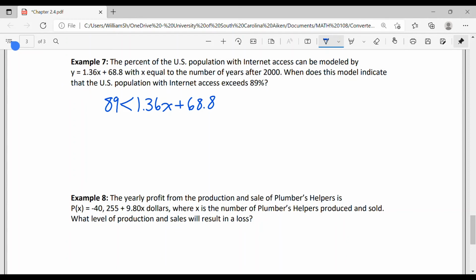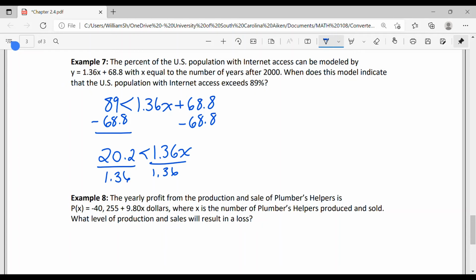Now, some of you are going to be tempted to use an equal sign here. Don't. Use it as an inequality, because if you don't, you're going to think, okay, if they make X amount, then they're good. That's not necessarily true here, because if we make X amount, we haven't exceeded it, we just tied it. Let's go on ahead and solve it though. Minus 68.8. All I'm trying to reinforce is use your inequalities when appropriate. So 89 minus 68.8 should give us 20.2, which is less than 1.36x. We're going to divide by 1.36 on both sides.